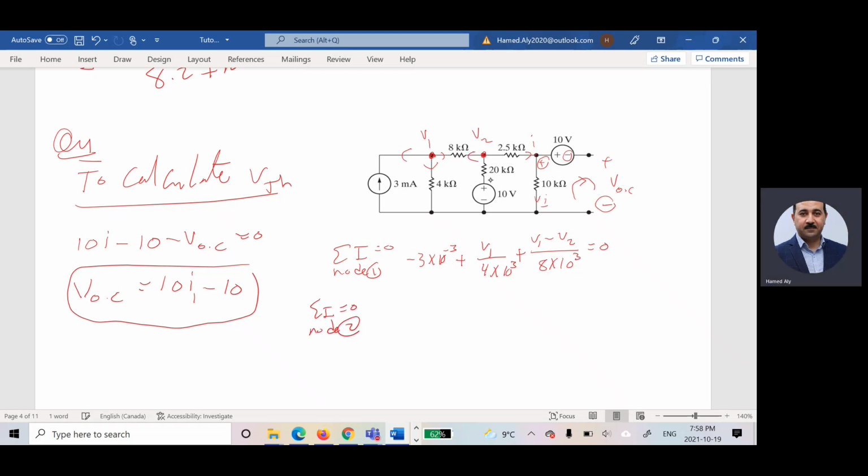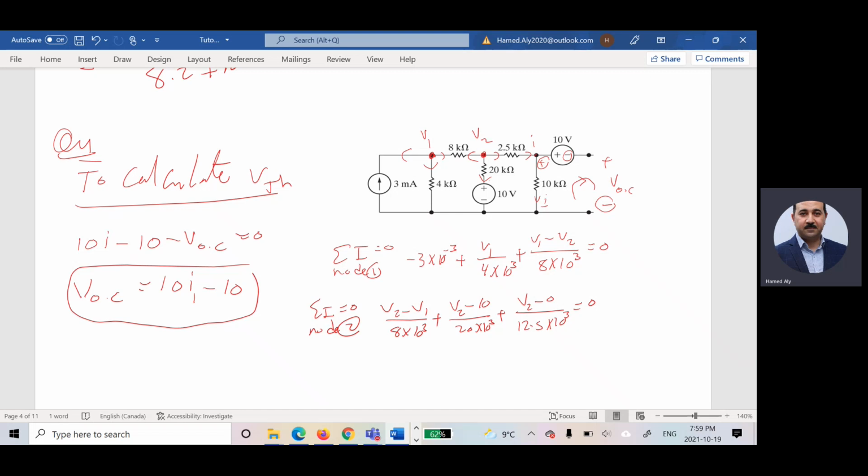So I have this current and this current. This current is V2 minus V1 over 8 times 10 to the power 3, plus this current, which is V2 minus 10 divided by 20 kilo, plus this current, which is V2 minus 0 divided by 12.5 times 10 to the power 3. Solve these two equations and try to find the voltages V1 and V2.